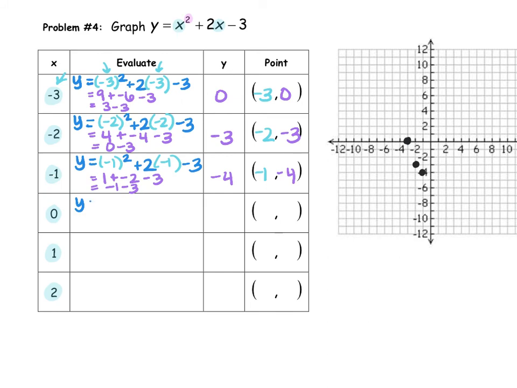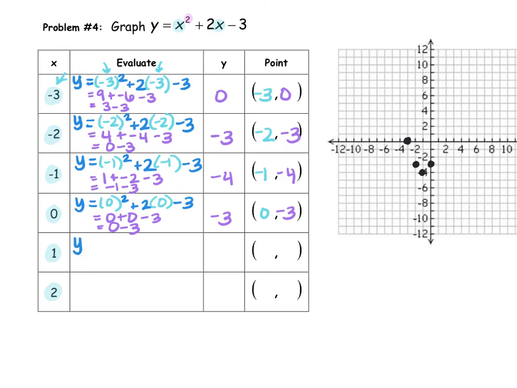Plugging in 0 for x, y equals 0 squared plus 2 times 0 minus 3. 0 squared, 0 times 0 is 0. 2 times 0 is 0. Minus 3. 0 plus 0 is 0. Minus 3 is negative 3. So this is the point 0, negative 3. Plotted right here. So that graph is starting to come back up again.